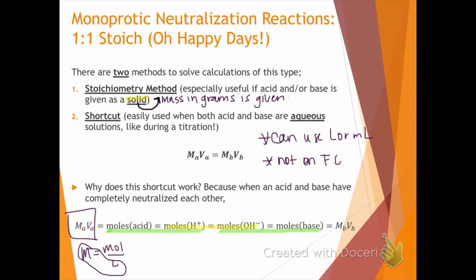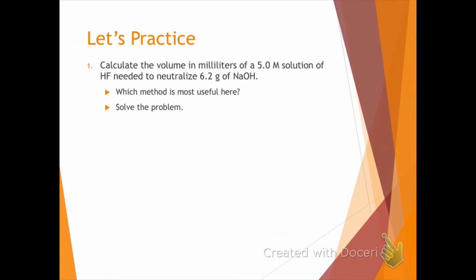And the same thing on that base side. Molarity of our base times the volume of our base will equal our moles of base. Since it's monoprotic, that's also our moles of OH minus. So really, this MAVA equals MBVB equation is just showing us that moles of H plus equals moles of OH minus, which is always true at the equivalence point. So let's look at using both of these methods in some problems here.